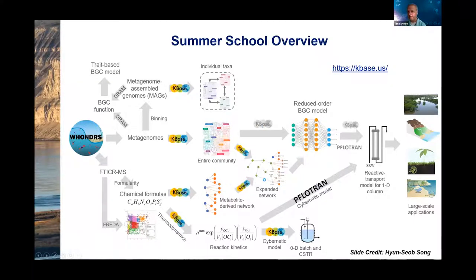Today, what we're going to talk about is over here in this part of the diagram, where we take that information and actually begin to incorporate it into models that link hydrology, chemistry, and biology. And that takes us a step towards being able to apply these methods to understand and solve ecosystem scale problems.